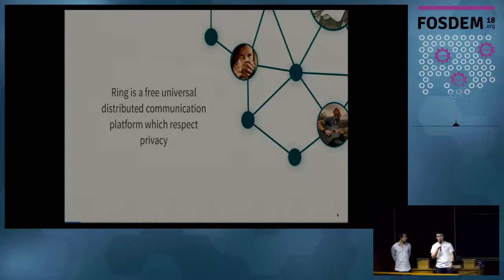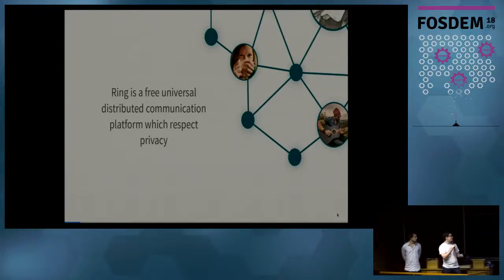So what is Ring? To define Ring, I can say that Ring is a free, universal, distributed communication platform which respects privacy. It's a software developed by Savoir-faire Linux, a company in Montreal. Yeah, I know it's a lot of words, but Ring is free because we use the GPL license for the whole code and free open source libraries like GnuTLS, PJSIP, etc.